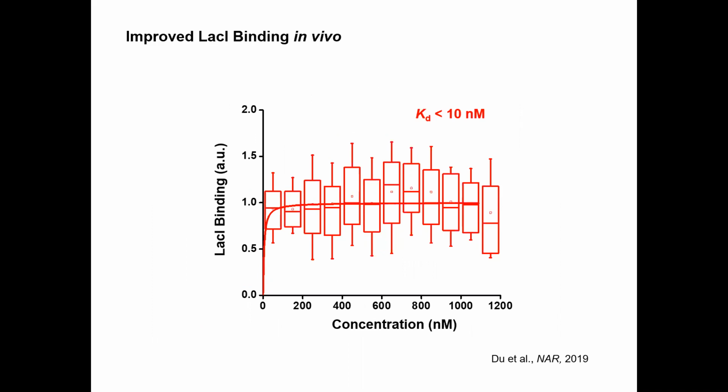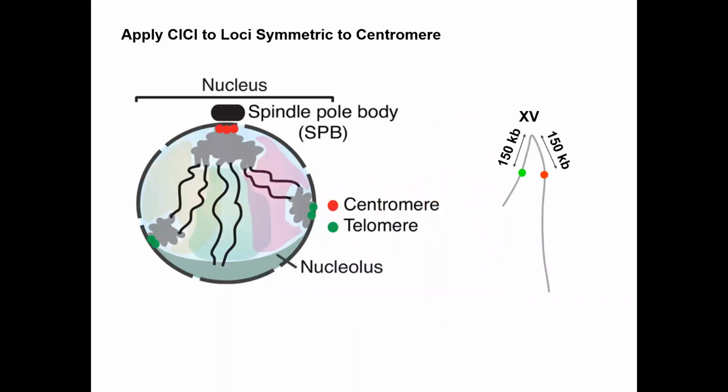Okay, so finally, for the CICI to work, another thing we need to decide is where to put the LECO and TET-O array. So before we did anything, we really did not know if any of these methods can work. So we want to put the LECO and TET-O sites into regions that have a high contact frequency to promote the CICI formation.